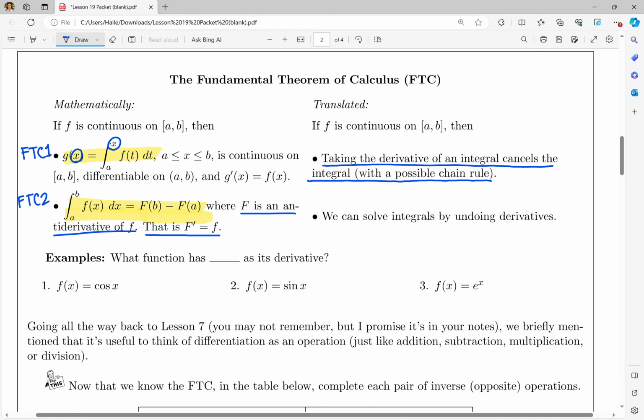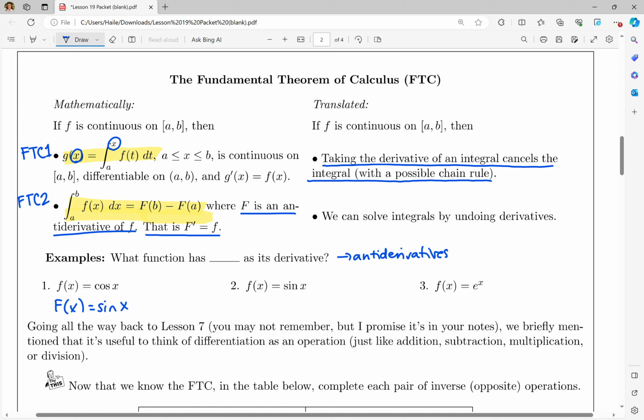The question to ask yourself when doing antiderivatives is, what function has blank as its derivative? Okay, so let's look at number one. We have f of x is equal to cosine of x. If we ask ourselves what function has cosine of x as its derivative, well, you tell me, sine of x, right? And that comes straight from our lesson 7 table. Those facts, you should be really quick with knowing them by now.